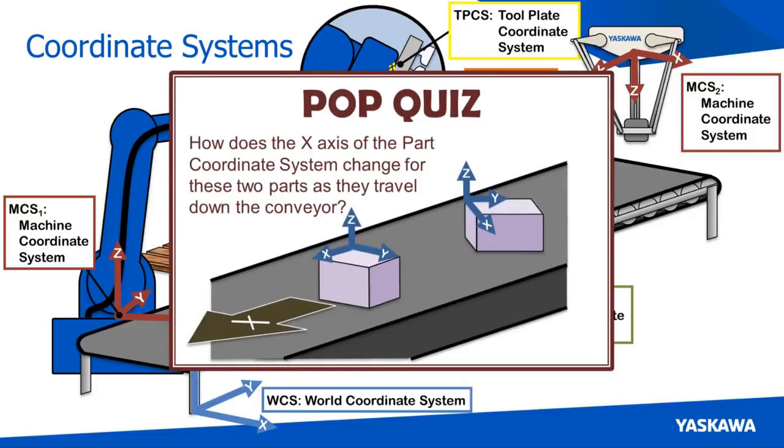I have these two part coordinate systems, or two parts, I should say, moving down a conveyor belt. You can see the X direction of the conveyor belt shown. One is rotated, one is not. So how does the X-axis of these part coordinate systems change as they travel down the conveyor? I'm going to give you just a few seconds to think about that.